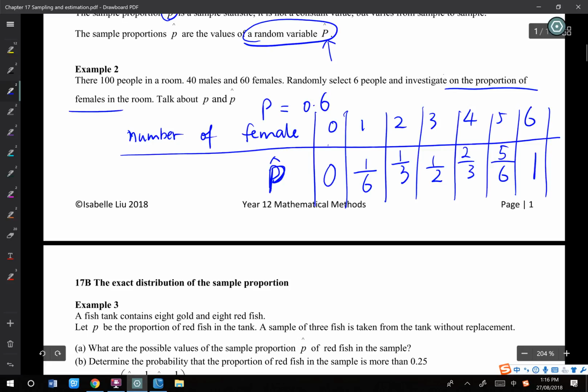So my sample proportion is changing. I might have 0. I might have a 1/6. I might have a third. I have a half. I have 2/3. So these are all the p hat values, but your p always equals 0.6. But think about this. I don't want to talk about math yet. Just think about getting a sample of no females and getting a sample with 3 females and 3 males.